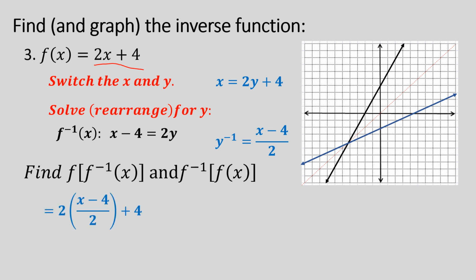And if we were to plug in either of these functions into the other, we see 2's would cancel. After that, our 4's would cancel. Or on this side, our 4's would cancel first, leaving 2x over 2, okay, giving us x when we simplify it.